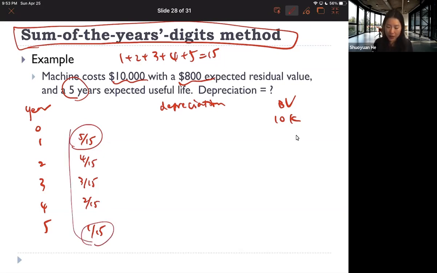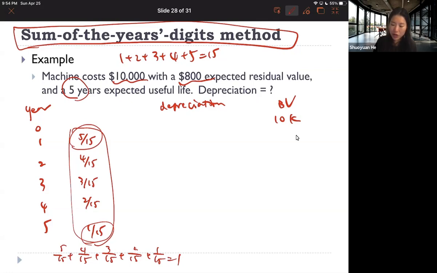Once the 5 years are over, we have 5 over 15 plus 4 over 15 plus 3 over 15 plus 2 over 15 plus 1 over 15. So that's 1. We have depreciated all of our depreciation allocation base. So our allocation base here is 10,000 minus 800. For the first year, what we depreciate is 10,000 minus 800, and then we depreciate it by 5 over 15.